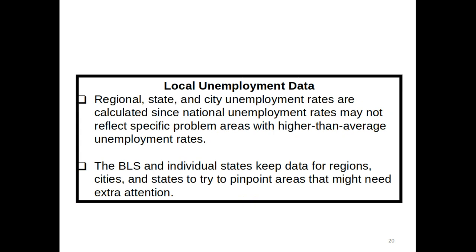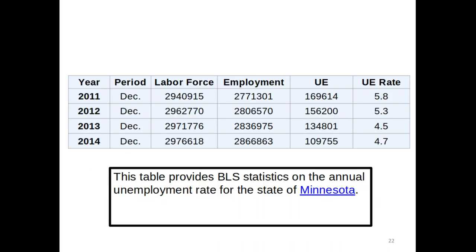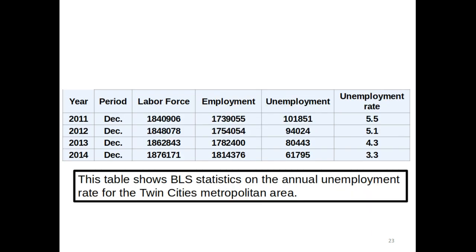Regional, state, and city unemployment rates are calculated just to give smaller government sectors a better picture of what's going on locally to help determine state and local policies. So here you can see unemployment rate by state that's seasonally adjusted. Overall, the U.S. rate was 5%. You can see in Minnesota, we were between 4 and 4.9%. You can see historically, we have been lower than the national average. And you can click that link and it'll bring you to the data.